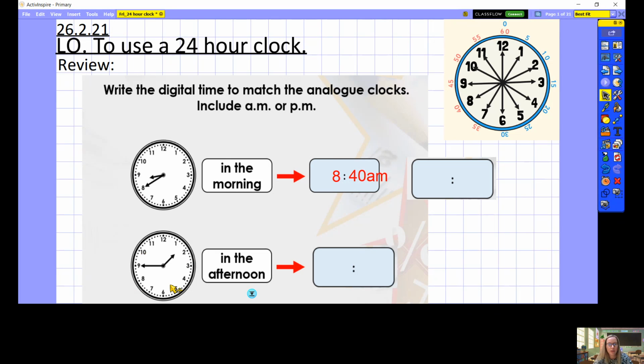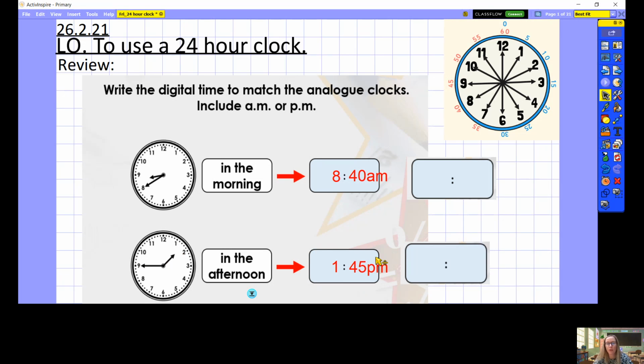And for the second clock here, you can see that the hour hand is between the 1 and the 2, so it's not quite 2 o'clock yet. So the hour is going to be 1, and then the minute hand is on the 9. And when I count round the clock in fives, that would be 45. So it would be 1:45, and then in the afternoon we say it's PM, so 1:45 PM. So well done if you got that correct.